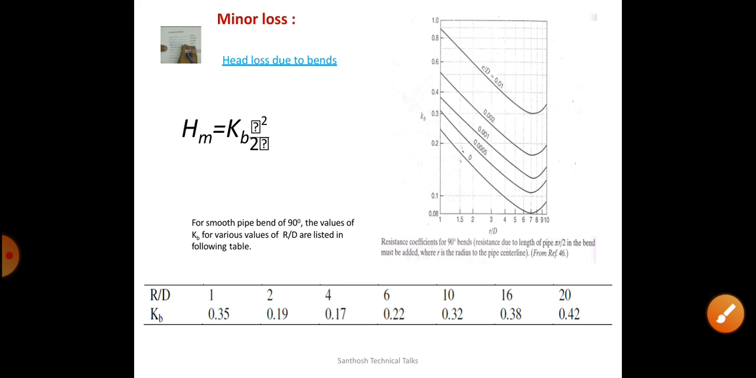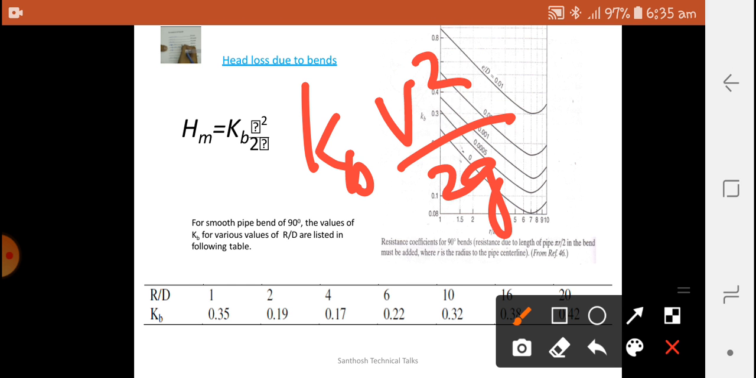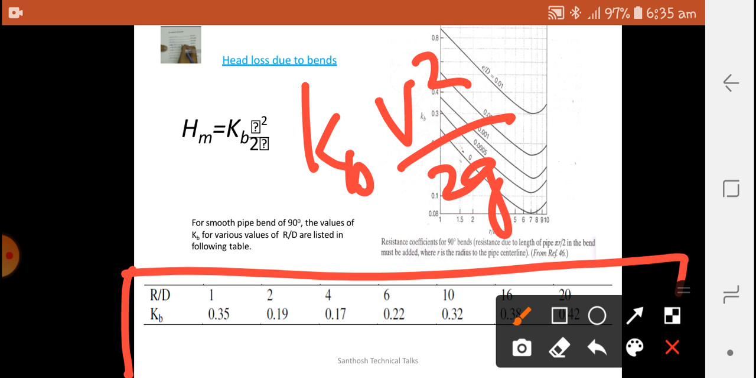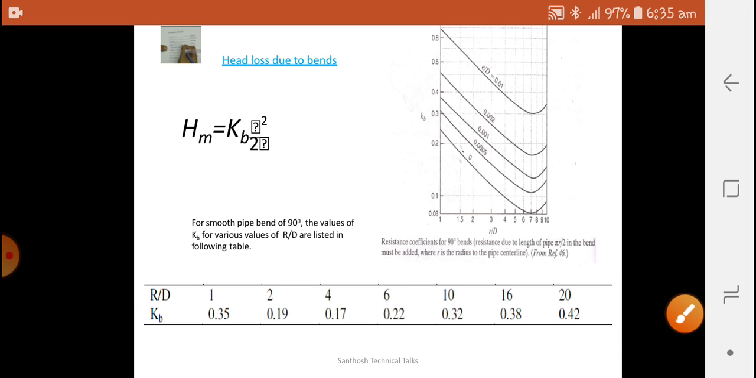Next is the bend losses, head loss due to bend. Here also we have a formula: Kb into V square divided by 2g, where V is the velocity after the bend and the Kb value varies with the ratio of R by D.